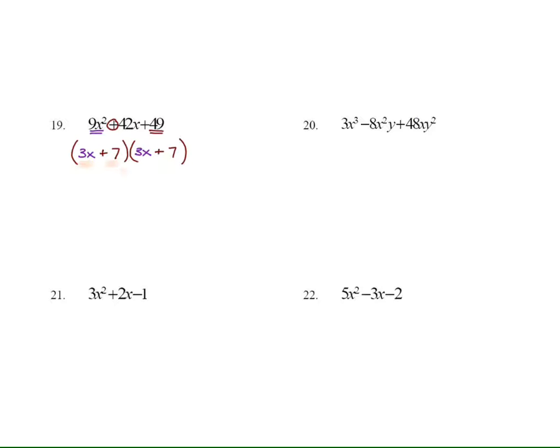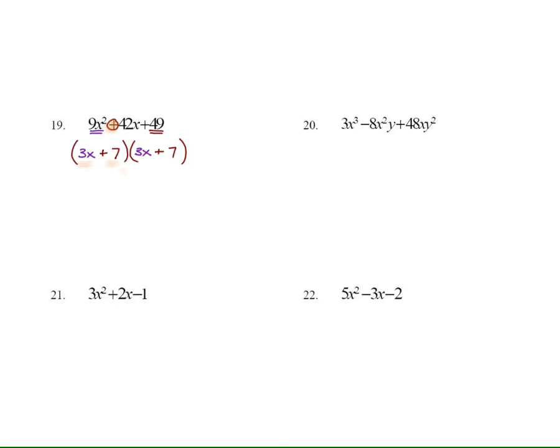To decide whether there should be pluses or minuses in between, both binomials will be exactly the same, but the way you know if it should be a plus or minus really depends on the sign right there. If that was a minus 42x, the only thing that would change is my binomials would be 3x minus 7, 3x minus 7. So that's why it's called a perfect square trinomial.